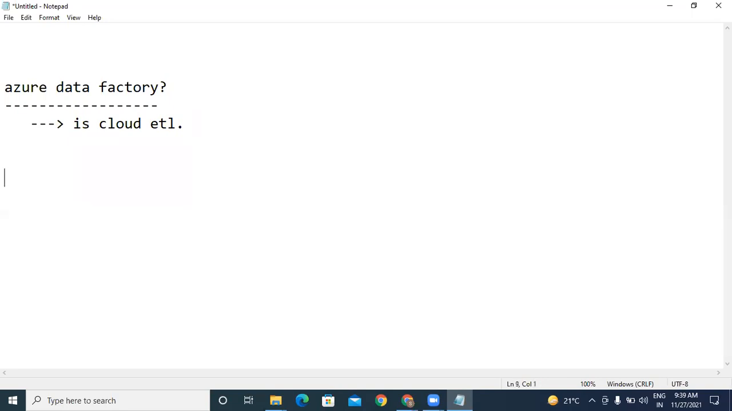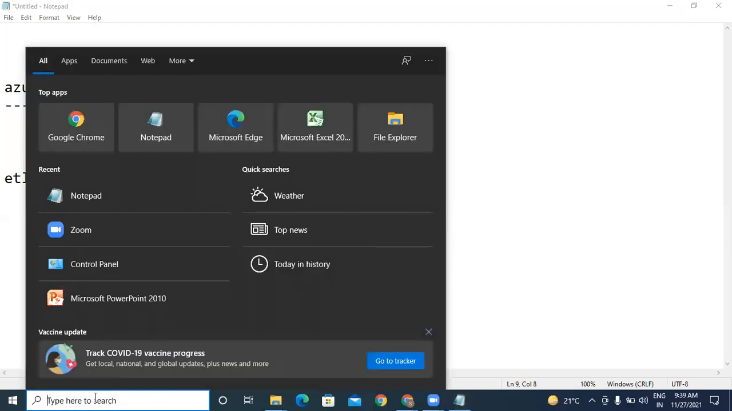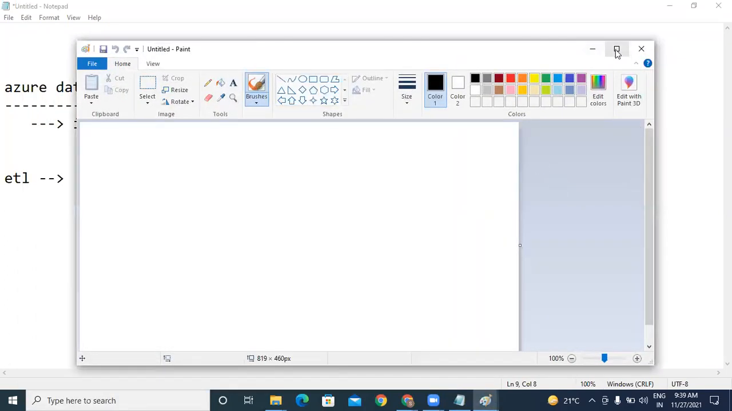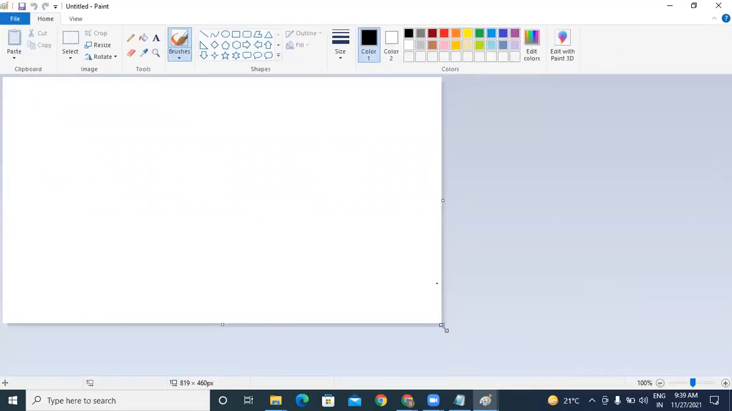Okay. First, let's talk about ETL. When you talk about ETL, there are already a lot of tools in the market. But before proceeding with them, first we will get clarity on the importance of an ETL tool, why industry should use these kinds of tools. I will demonstrate with Paint. Let's talk about one organization.